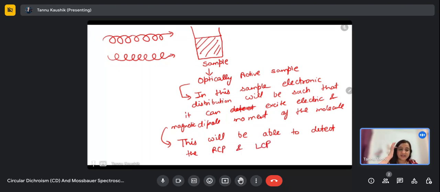So now we have this right hand and left hand circularly polarized light, which are moving perpendicular to the direction of wave propagation and rotating at a 90-degree angle with the direction of wave propagation, and this direction of rotation can be clockwise or anti-clockwise. So the resultant motion we are getting is kind of helical motion.